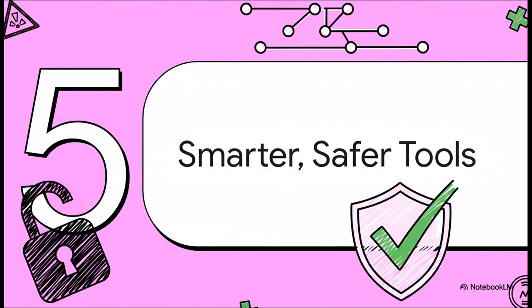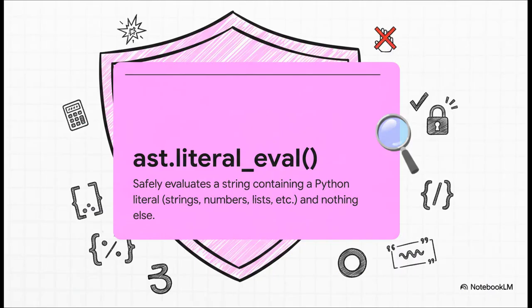But let's be real, building a perfect sandbox is hard. So what if there was a better way? For a lot of common tasks, the best move is to just use a tool that was designed from the ground up to be safe. And Python's standard library gives us this fantastic function in the ast module. literal_eval has one job and one job only: to safely parse strings that contain Python data structures, things like lists, dictionaries, numbers, and strings. It can't run functions, it can't do math, it only parses data.